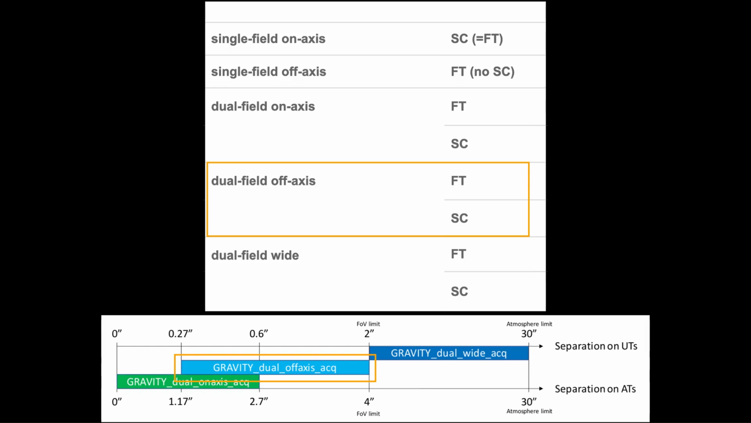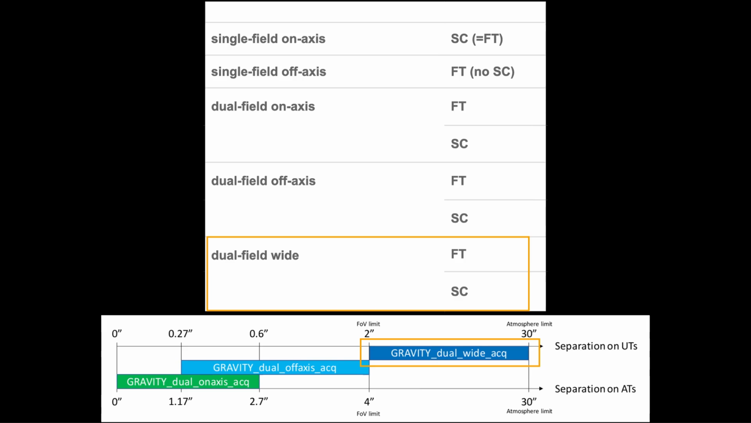Fourth, the dual field mode off axis. This mode is similar in essence to the dual field on axis mode, with the exception that the offsets can be larger and that there is a minimum separation between the fringe tracker and science channel, meaning that the calibration plan must be adapted. One benefit is that the light injection is more performant, where 100% of the light is injected in each channel compared to the 50-50% of the on-axis mode. The maximum separation between the 2 objects is limited by the VLTI field of view, 2 arcseconds for UTs and 4 arcseconds for ATs.